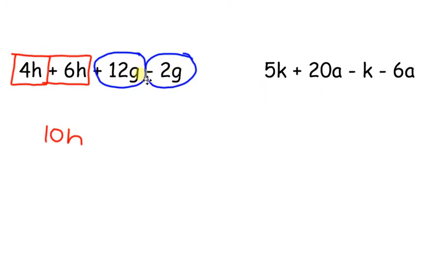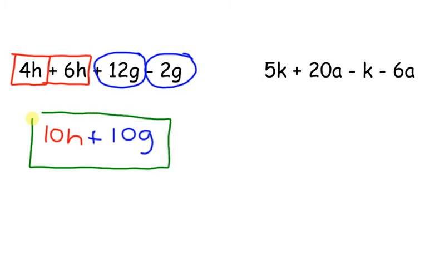Now I'm going to work on my g's. What is 12 minus 2? 10. And then I put my g back in. Now, what is your operation in the middle? Well, when I do 12 minus 2, that is a positive 10. So I put plus 10. If it ended up being a negative 10, you would write minus 10. So this right here is your final answer, 10h plus 10g. And you cannot go any further because h and g are different and they cannot combine together.